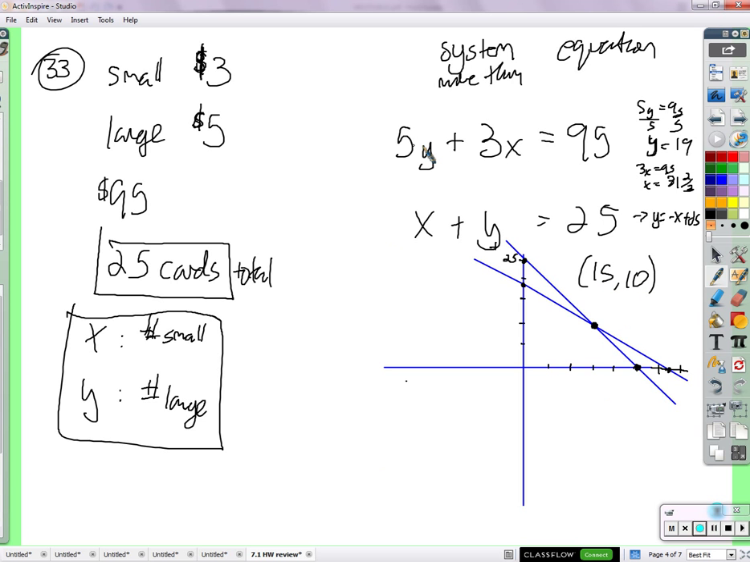Okay, so let's give it a try. 15 and 10. So 5 times 10 plus 3 times 15, that's 50 plus 45. Is that 95? And how about this? Just add them together, right? 15 plus 10 is 25. So 15 small cards and 10 large cards. There it is. So if we want to use graphing, graph both of the lines, find the intersection, and that must be the solution. And if we want to be sure, we can plug it in.